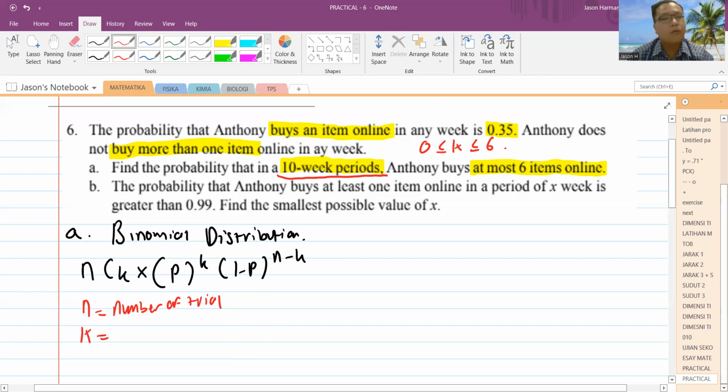That means we actually find the value of Anthony buying from 7 until 10. That means the k in here, so that it will make the process faster, is 7, 8, 9, and 10. Yeah, 4 elements compared to 7 elements.